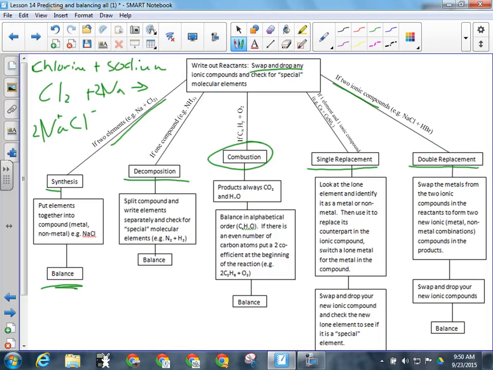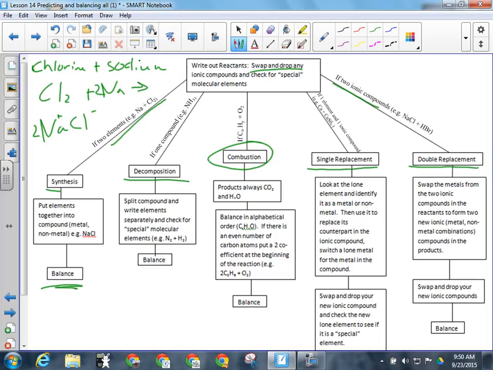Right. If it was one compound, okay, you got your instruction there. Split the compound, write the elements separately, check for special molecular elements, okay, like nitrogen or hydrogen. Okay. If it's a combustion reaction, we know the products are always CO2 and water. Okay. Balance in alphabetical order, rule of 2. Okay.